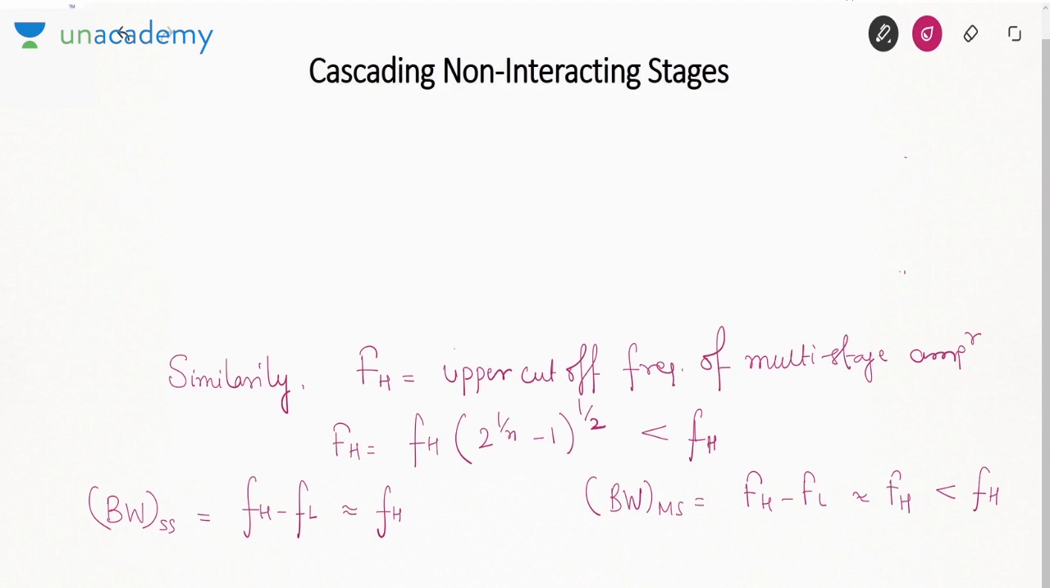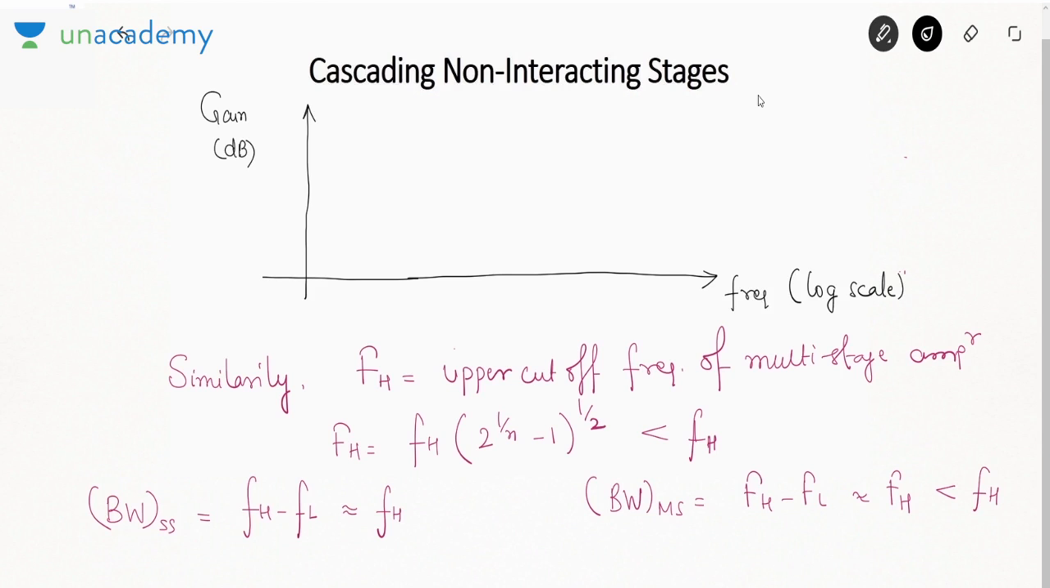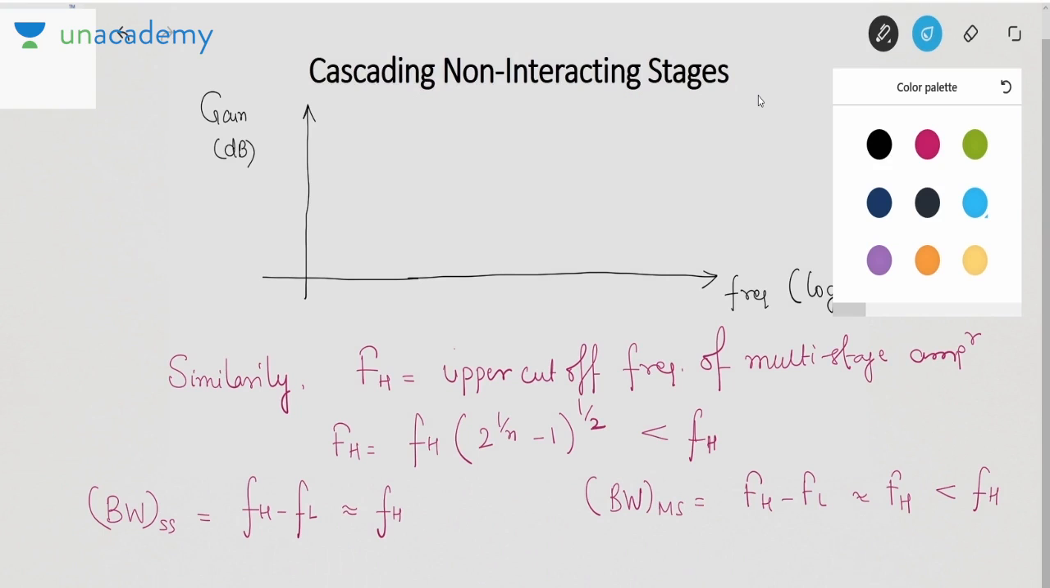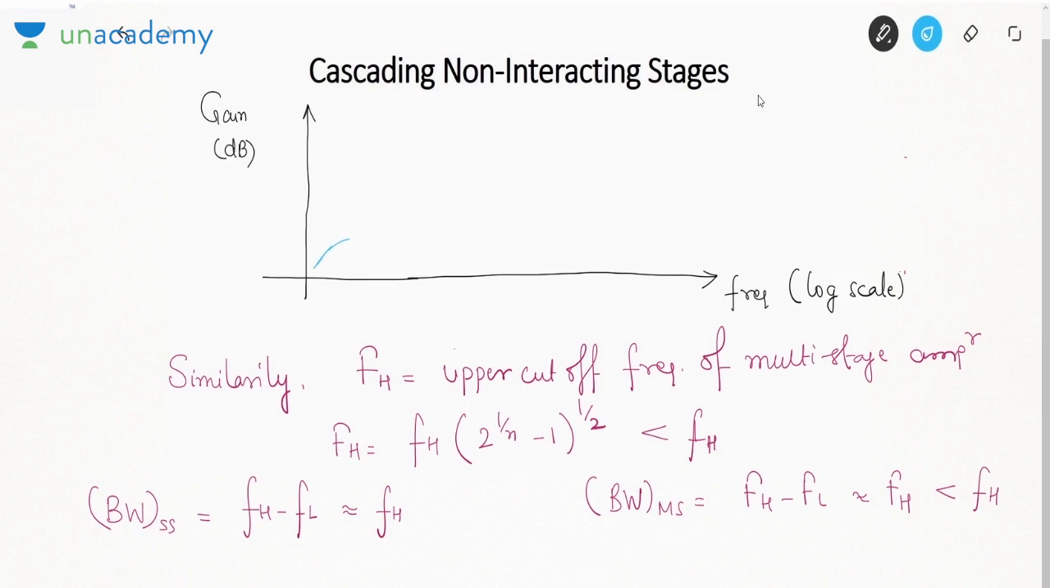So we know by the use of multiple amplifiers we are increasing the gain, but at the same time we are reducing the bandwidth. So how will you show this in the frequency response? This is gain. Always remember this gain is in dB. This is frequency and it is in log scale. Now what happens? Earlier the frequency response was like this. This was small fL. This was small fH.